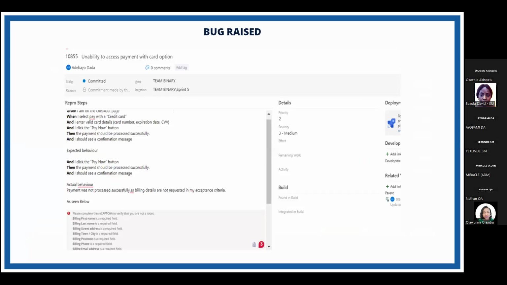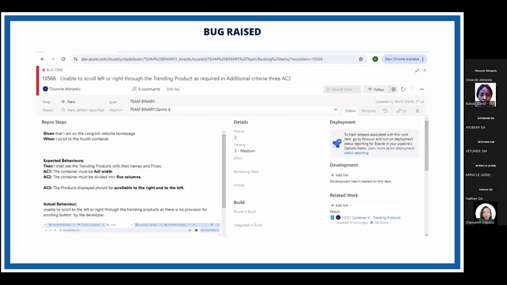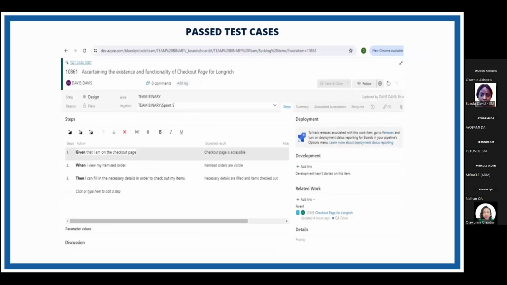And you've also seen screenshots of bugs that were raised. And this is still a continuation of the bugs. And he's also got a screenshot of the passed test cases that I've got on there, which were tested manually.